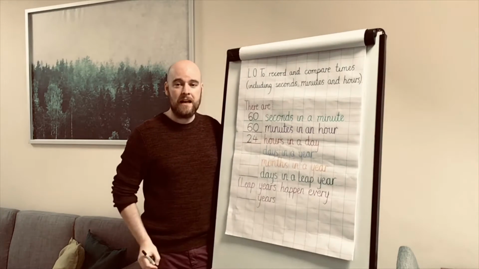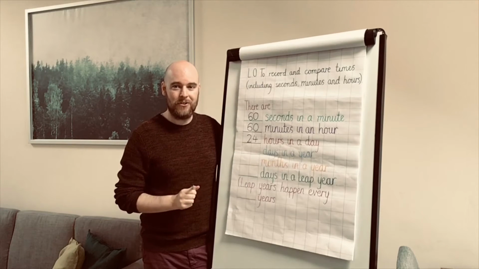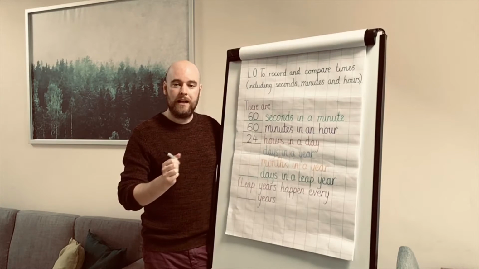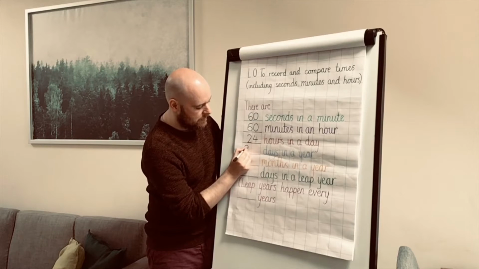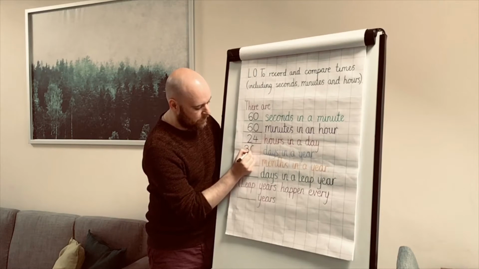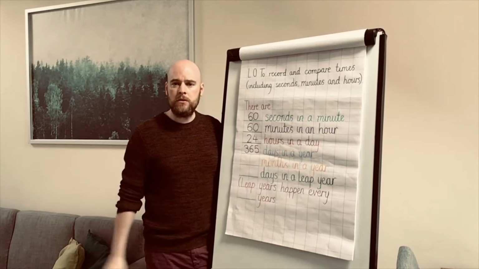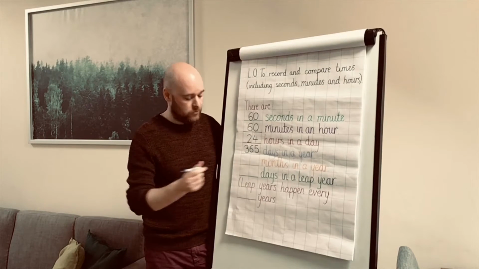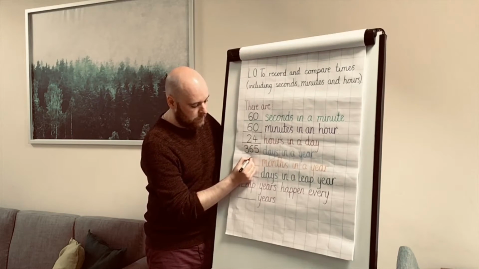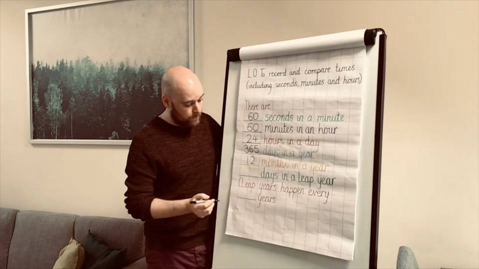How many days in a year? A normal year. We'll come on to the other one in a few minutes. That's right, 365 days in a whole year. How many months are in a year? That's right, it's 12. Can you name them all in order?